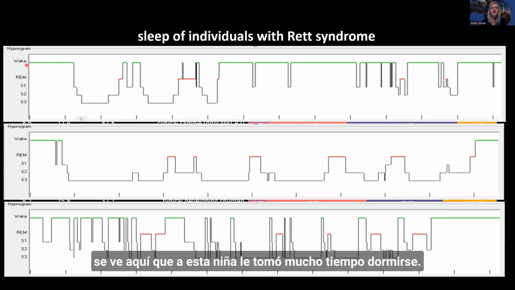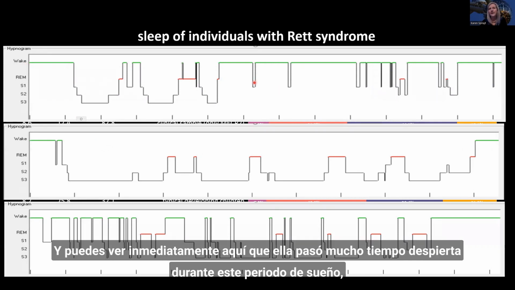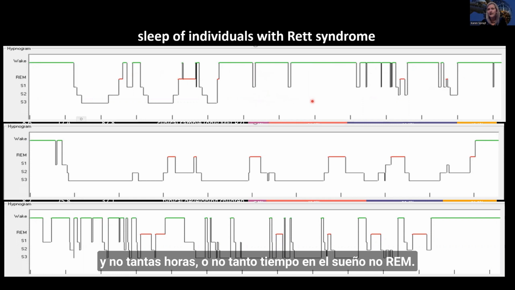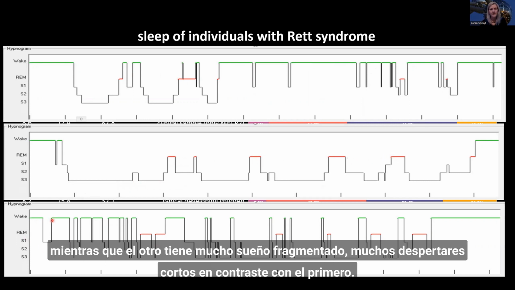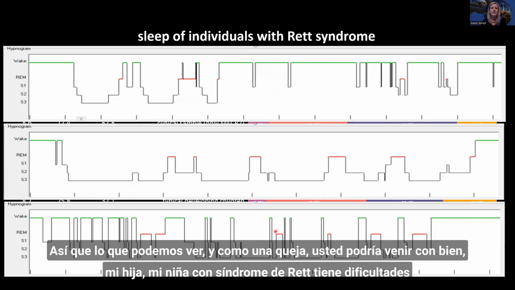here that for this girl, it took a long time to fall asleep. And you can see immediately that she spent a lot of time awake during this sleep period, and not that much time in non-REM sleep. The second one has much more non-REM deep sleep and some periods of REM sleep, whereas the other one had a lot of fragmented sleep, a lot of short awakenings, in contrast to the top one.